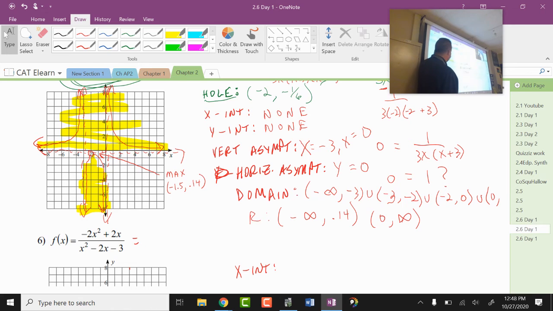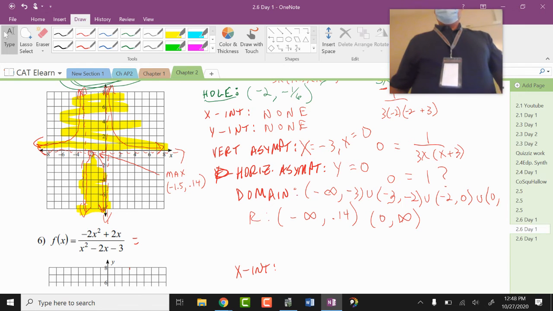Amber, as I approach 0 from the left, where does y go? You see my finger? As I go 0 to the right, where does y go? Positive infinity. Okay, good. All right. That wasn't so bad, was it?